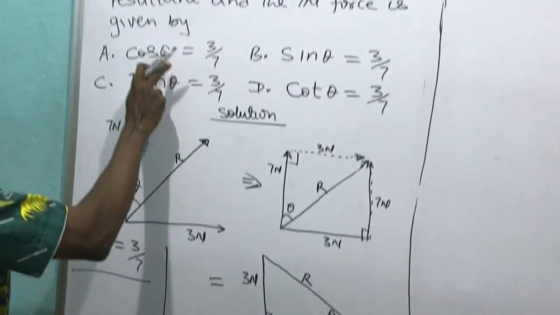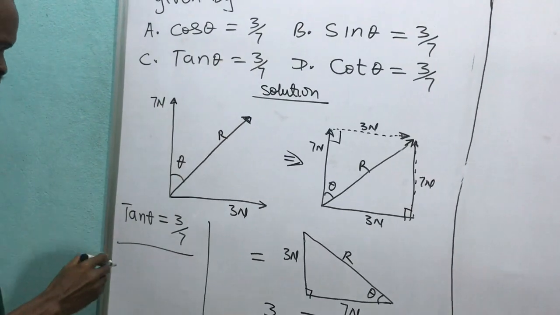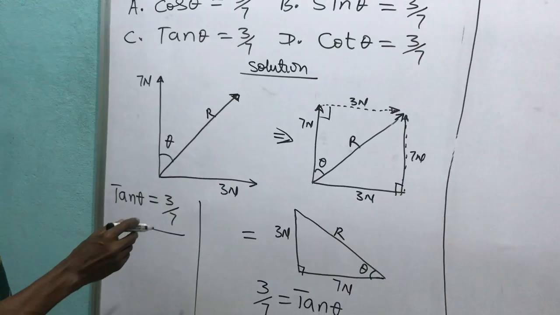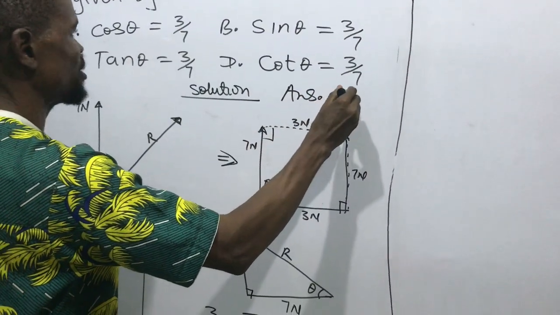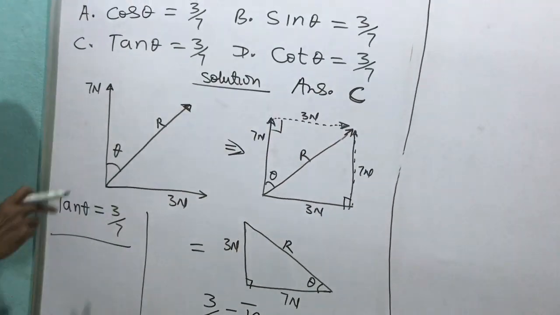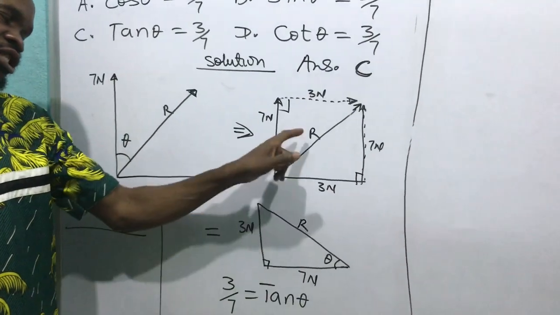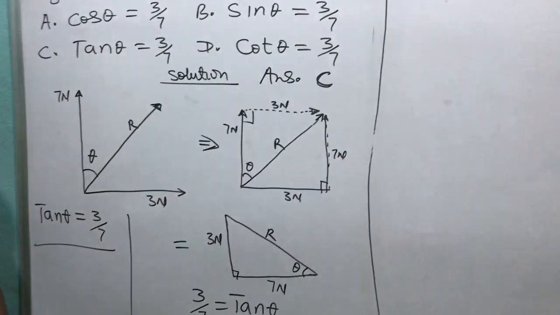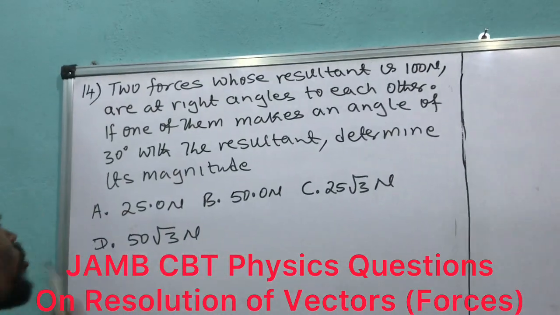Looking at the options, I see that tan theta equals 3 over 7 is the answer. That means my answer is option C. That's option C as the answer to the question. And that's the angle between the resultant and the 7. Thank you.